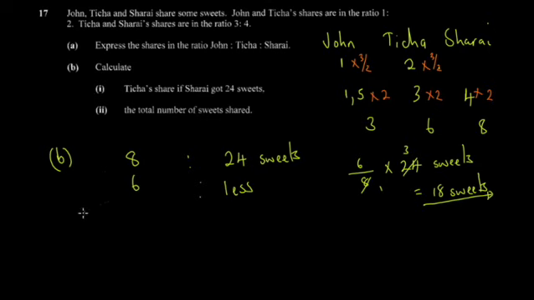Okay, so we're going to move to question B2, the second part. The second part asks you to find the total number of sweets shared. You can calculate it either from the teacher's share or from Sharai's share. It's still fine because you have a corresponding ratio for the teacher, and you also have a corresponding ratio for Sharai. This is how you do it.